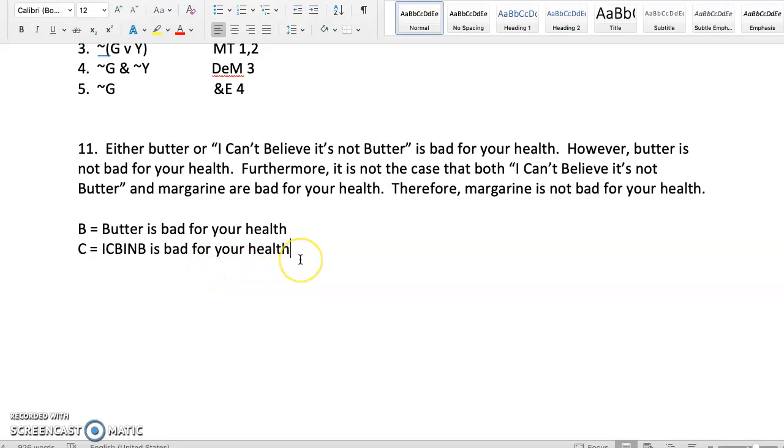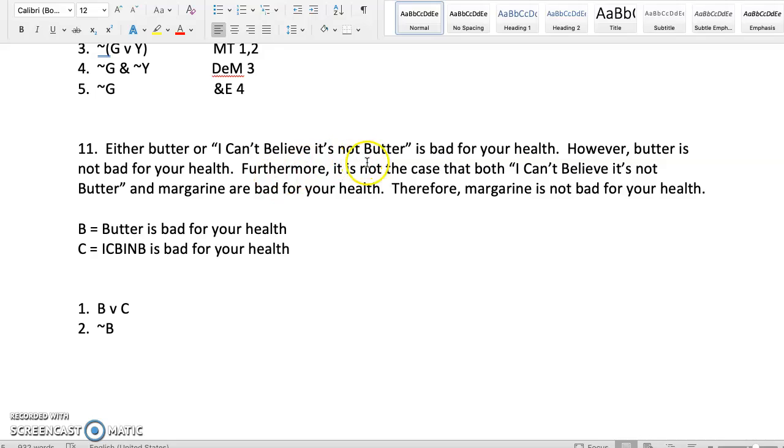All right, and our first premise then is just that either or, right? Just a disjunction, so either B or C. So either butter is bad for your health, or I can't believe it's not butter is bad for your health. All right. Next sentence, butter is not bad for your health. So not B.